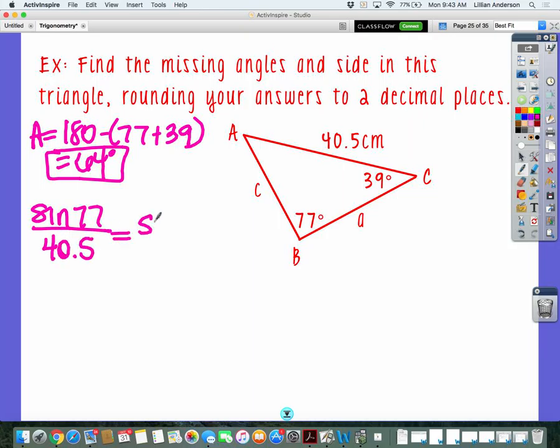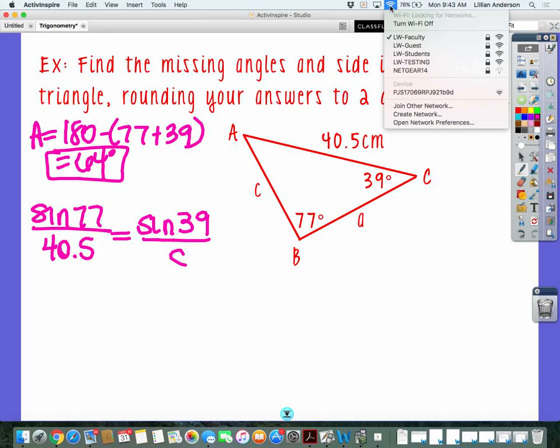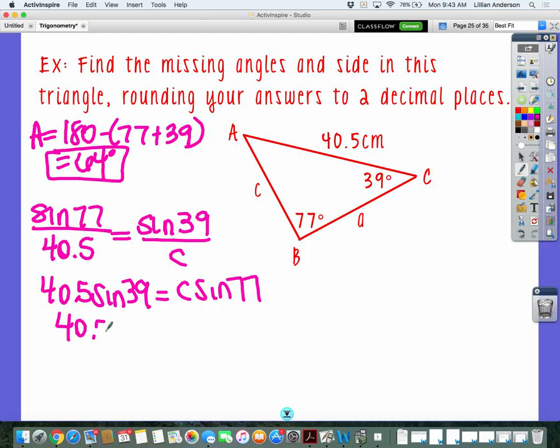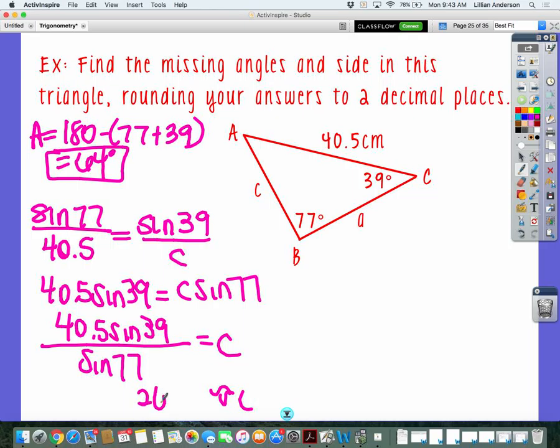Equals over C. Doesn't matter whether you have the other one first, you know, the fraction basically flipped. That's totally cool. Okay? So from here, what do? Cross multiply, so you have 40.5 sine of 39 equals C sine of 77. And what will you do? You will divide by what? Sine of 77. You got to take the whole thing. And you got what for C? 26.16 because we were rounding to 2 decimal places.